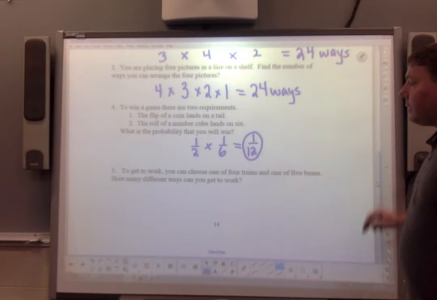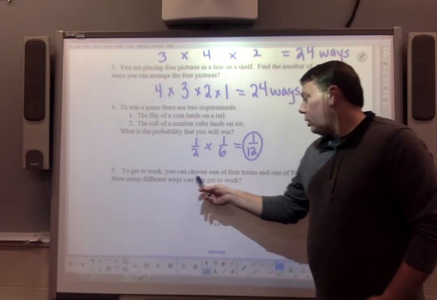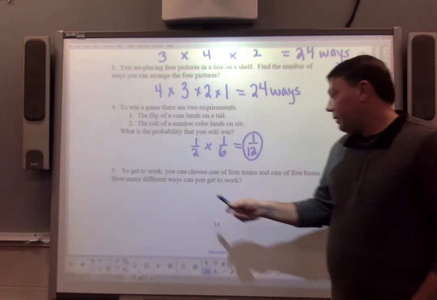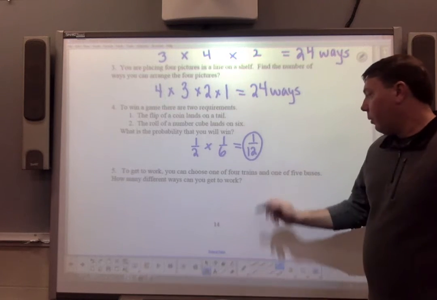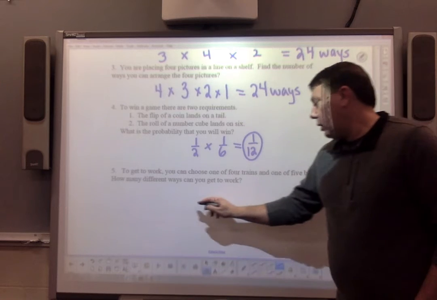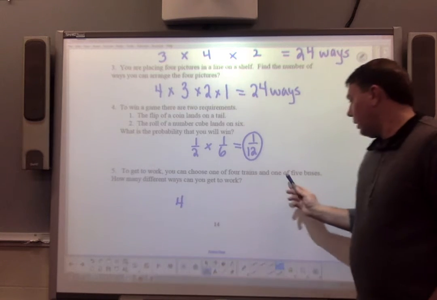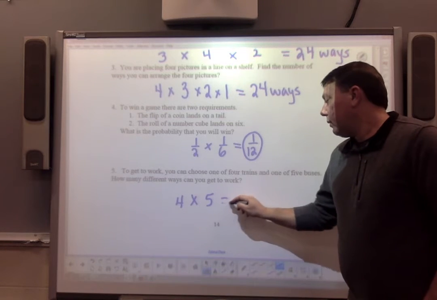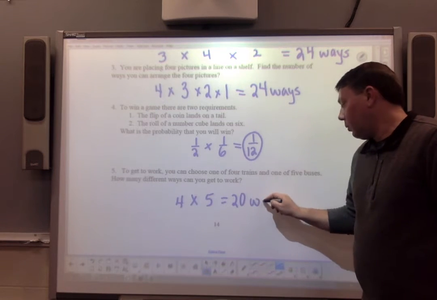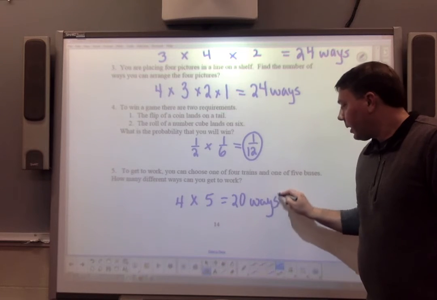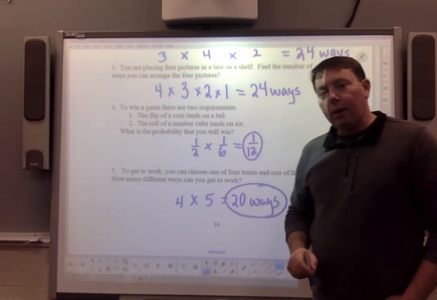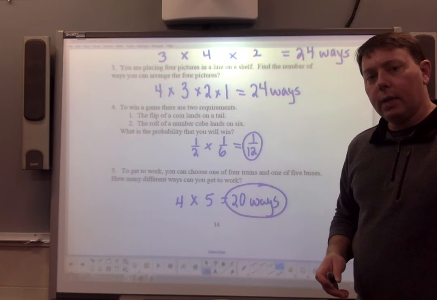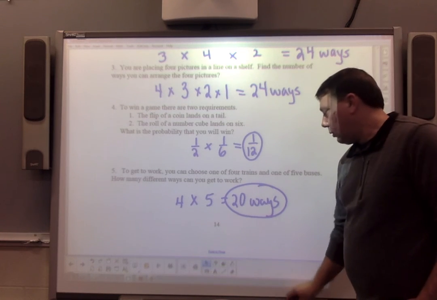All right, and the last example on your page here, to get to work, you can choose from 1 of 4 trains and 1 of 5 buses. How many different ways can you get to work? Well, there's 1 of 4 trains, so you have to take a train, and you have to take a bus. There's 5 buses, so 4 times 5 equals 20 ways to get to work. And this is how you find the basic counting principle. Take the number in each category together and multiply to find your total number of ways.